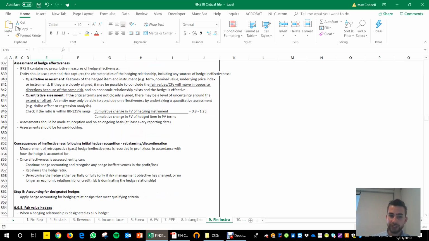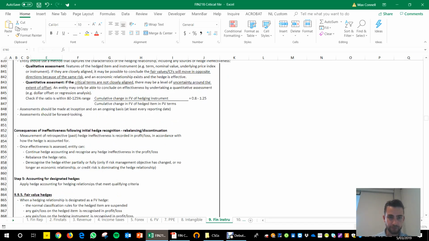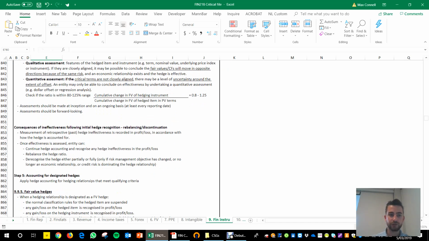It's more about a qualitative assessment and a quantitative assessment in conjunction. So qualitative is about facts, overall non-numerical facts, whereas quantitative is numbers. So that's where checking if the ratio is still within the 80 to 125% range. So it's just an overall assessment of whether the hedge is effective or not. And there's the formula there to calculate that.